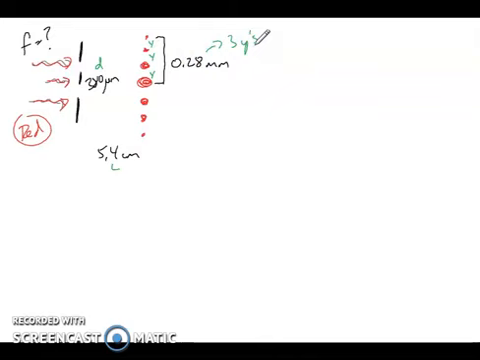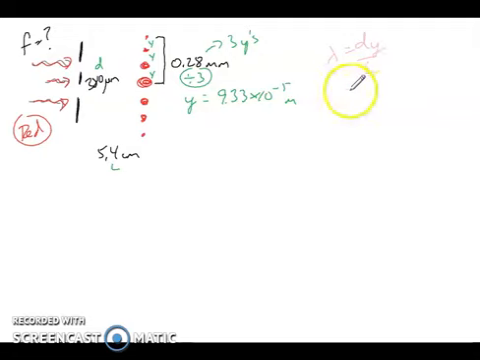So to find my y value, I need to take this and divide it by 3. If I divide it by 3, my y value would then be 9.33 times 10 to the negative 5 meters. There's my y value. So I've got my d, my y, and my L value, so I can use those to find my wavelength. Lambda is d y over L. I can find the wavelength of my red light.